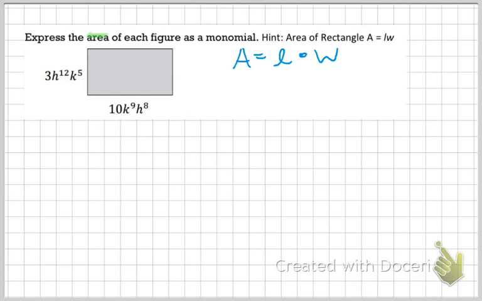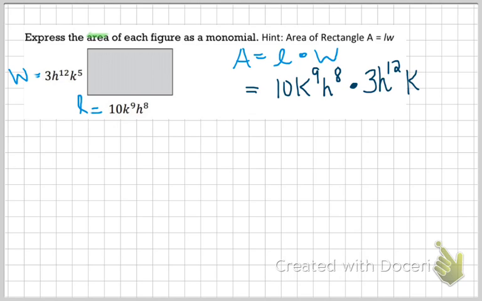So we have information here. We have a length and we have a width. Or if you want to call this your length and this your width, it really doesn't matter. Okay, so our length, we know clearly that it is 10k to the 9th and h to the 8th. We're going to multiply times the width, which is 3 h to the 12th and k to the 5th.